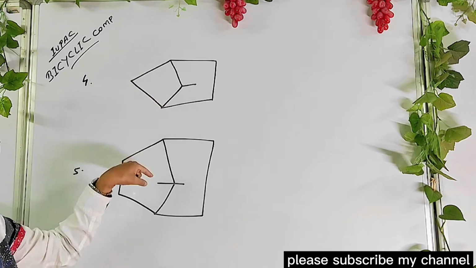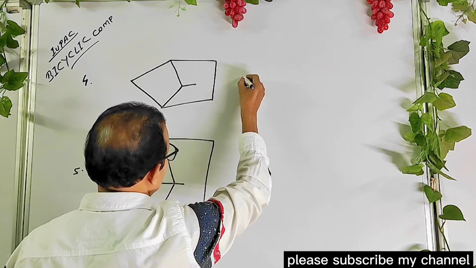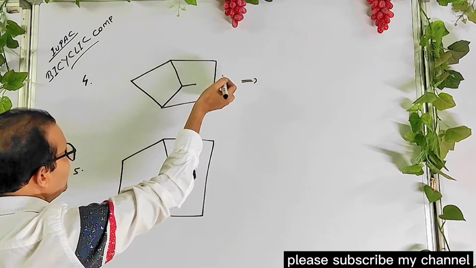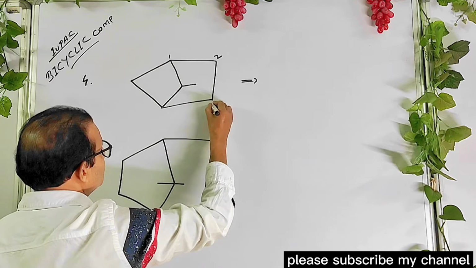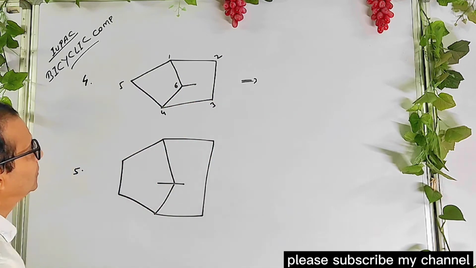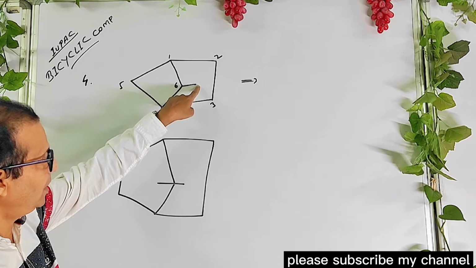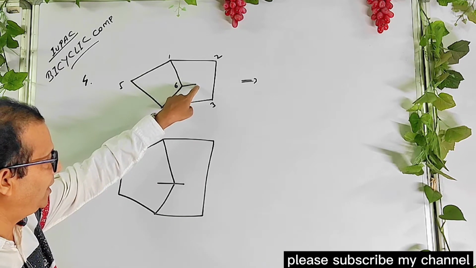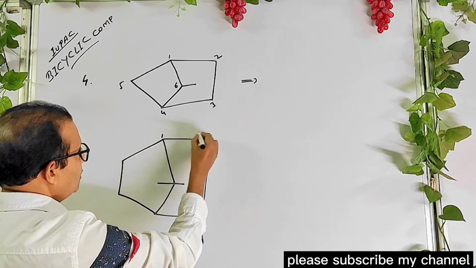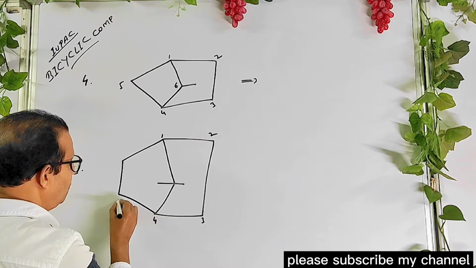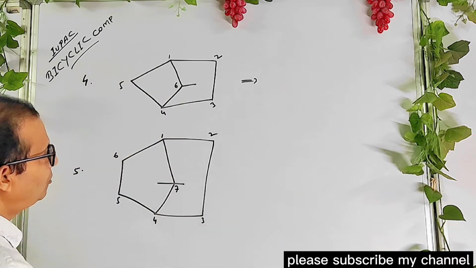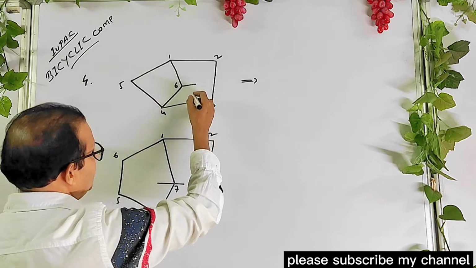Do the IUPAC name of these compounds. So the IUPAC name is: number 1, 2, 3, 4, 5, 6. Don't number the bridgeheads, okay? This is a substituent. Instead of hydrogen, a substituent is there. 1, 2, 3, 4, 5, 6, 7. These are substituents. How do you write the IUPAC name?